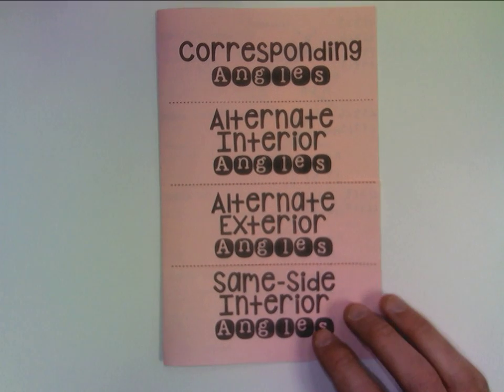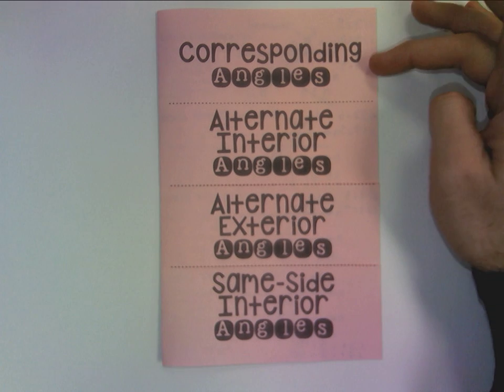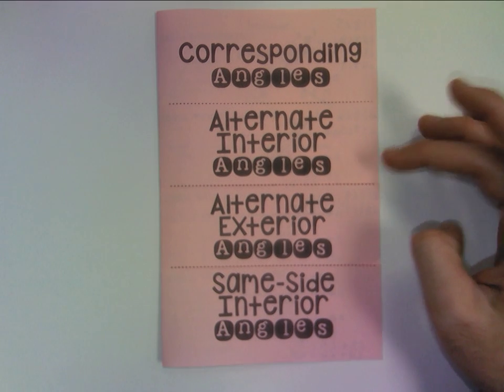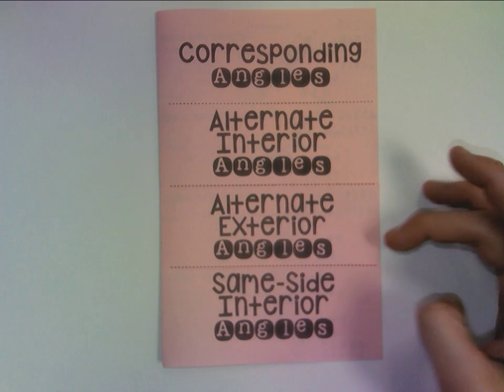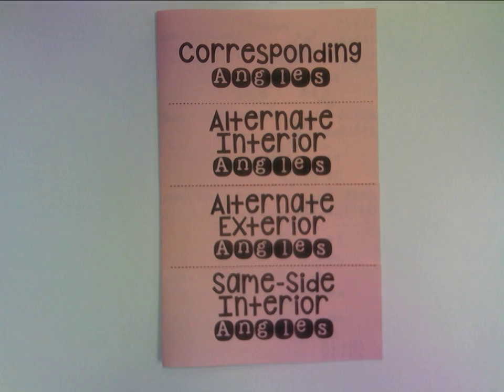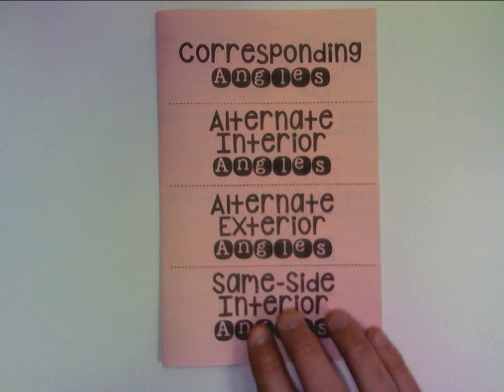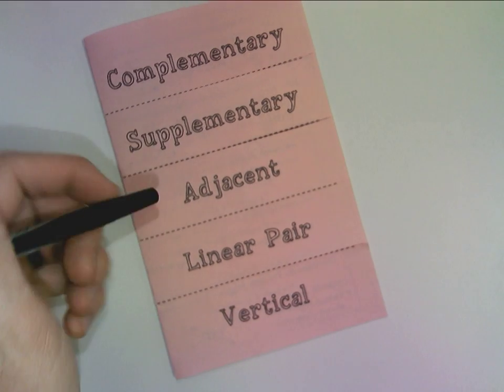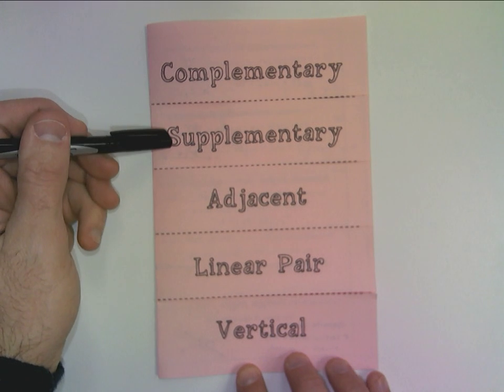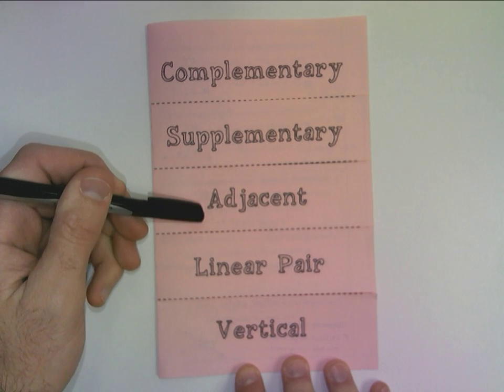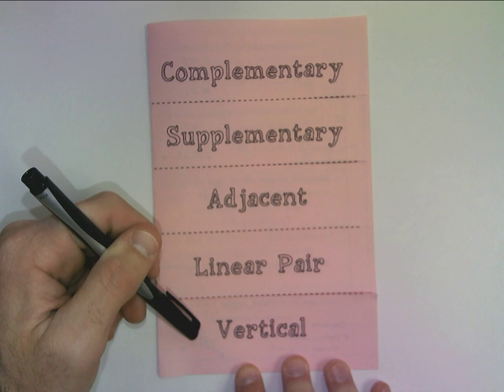Welcome to part 2 of our angle relationships video. As you recall, previously we went over the different types of angles, definitions, and did a little bit of work with those. We looked at corresponding angles, alternate interior angles, alternate exterior angles, same side interior angles. We also took a look at complementary angles, supplementary angles, adjacent angles, linear pairs, as well as vertical angles.